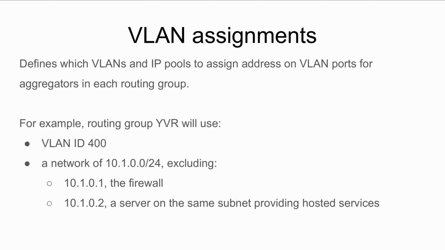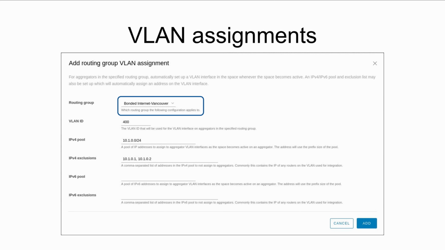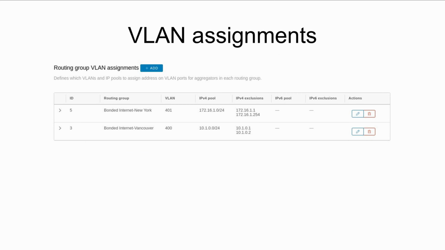We will also set up some exclusions to account for devices already in the network, such as a firewall or server. On the Private WAN tab of the space, under Aggregator Routing, click the Add button next to the routing group VLAN assignment list. Specify the routing group, the VLAN ID, and the IPv4 pool. You can list as many exclusions as you wish in a comma-separated list. After adding a similar assignment for New York, the VLAN assignments are complete.